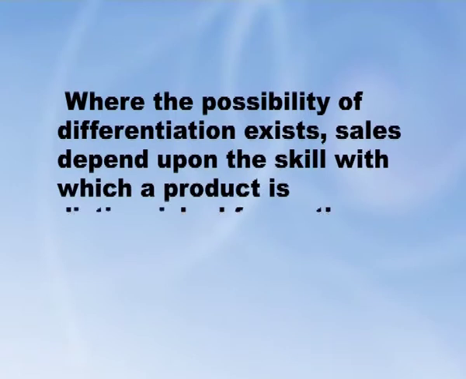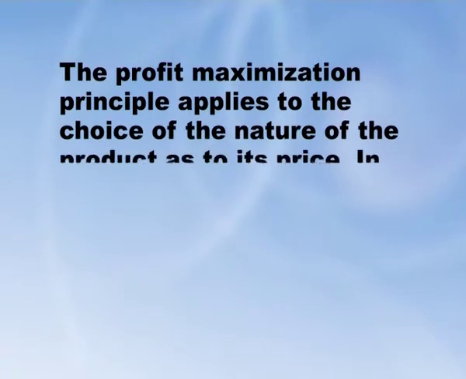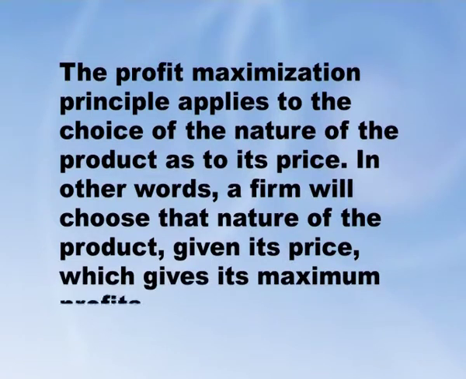Where the possibility of differentiation exists, sales depend upon the skill with which a product is distinguished from others and made to appeal to a particular group of buyers. The profit maximization principle applies to the choice of the nature of the product as to its price. In other words, a firm will choose that nature of the product, given its price, which gives its maximum profit. Therefore, in a full explanation of the firm's equilibrium under monopolistic competition, we have also to explain product equilibrium in addition to price equilibrium and selling cost equilibrium.